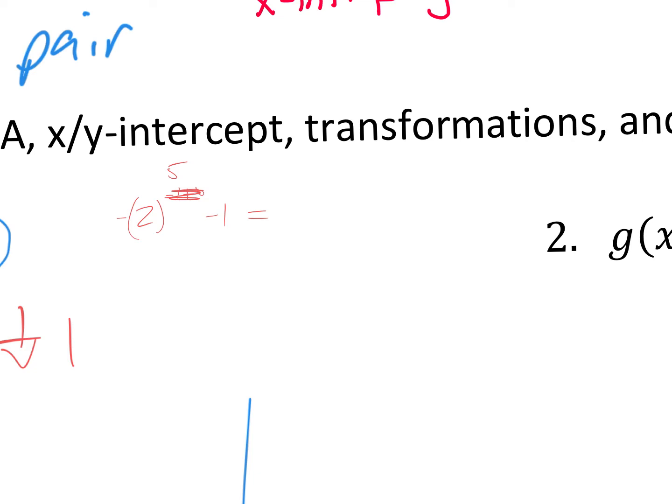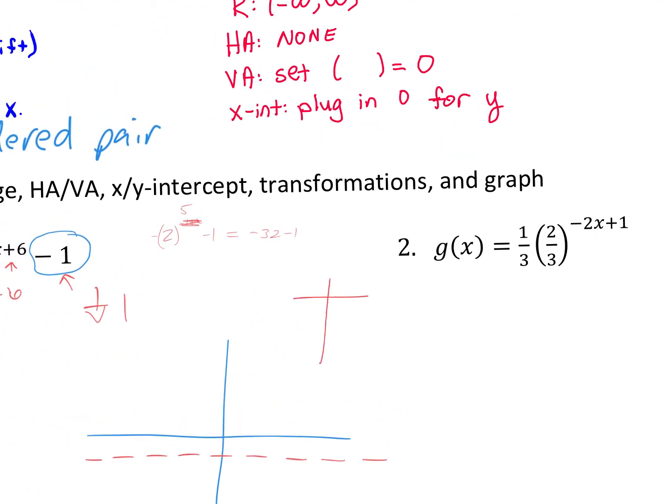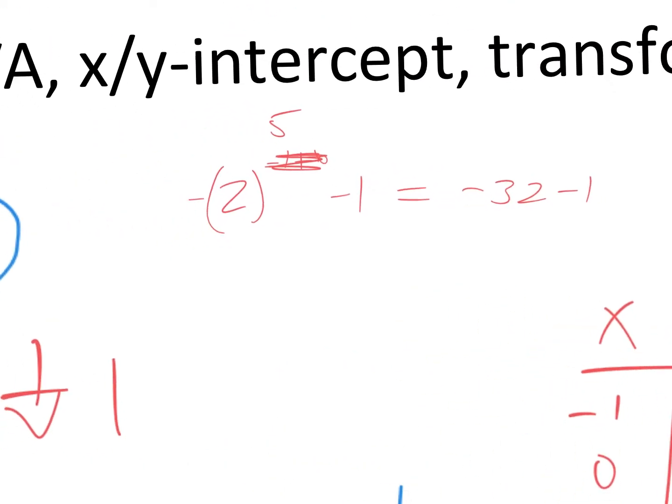So this is -32 minus 1, which is what? -33. So if I had an XY chart, when I plugged in -1, I get -33. When I plugged in 0, I got -65, right? And then when I plug in +1, what happens here when I plug in +1?